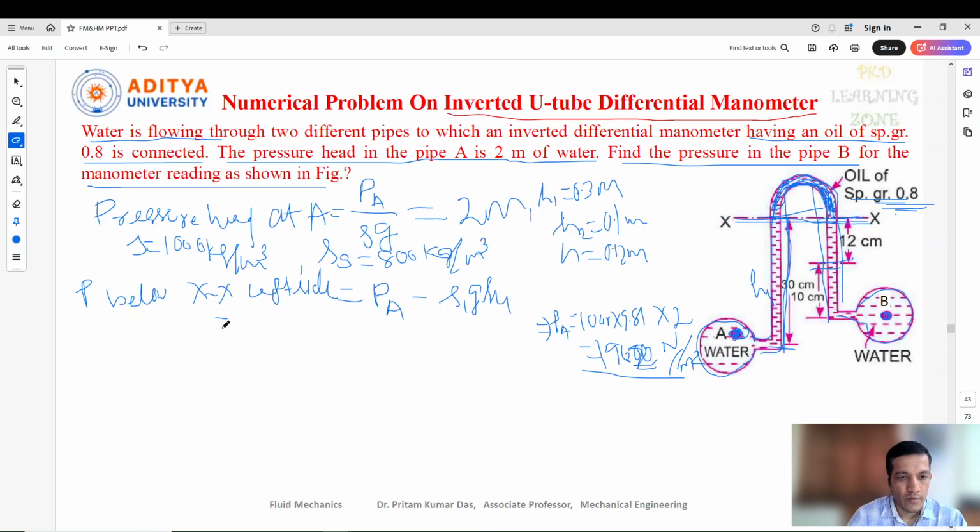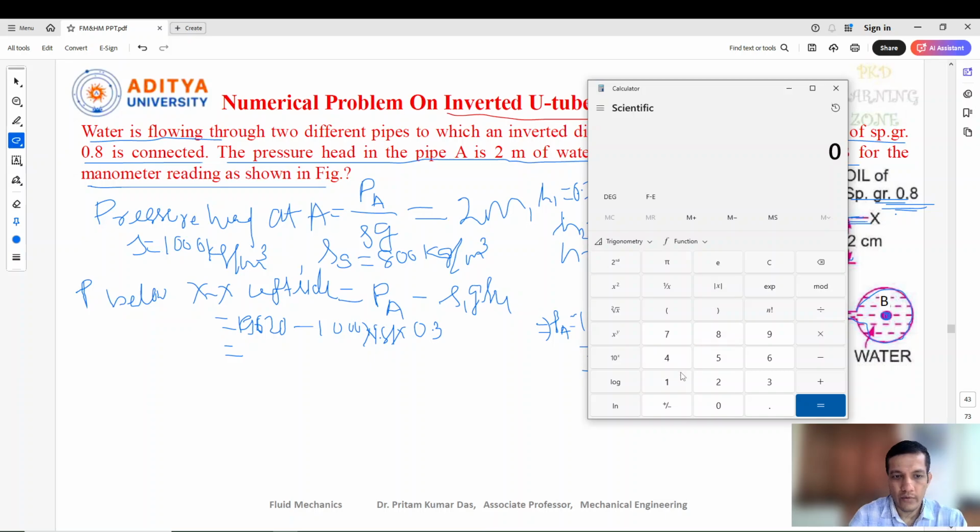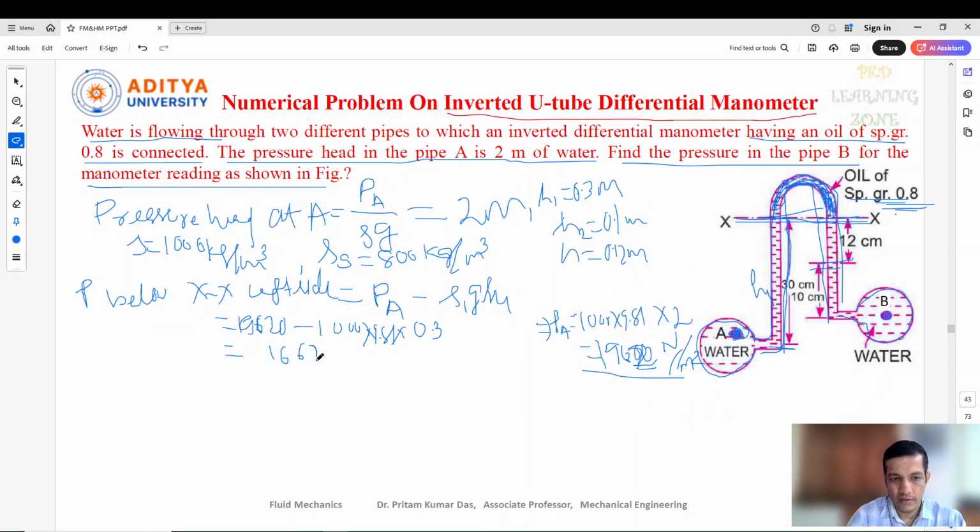So we can write the PA value, 19,620, minus rho 1 g h1, that is 1000 into 9.81 into 0.3, which is 9810 into 0.3. If we subtract this, we get a value of about 16,677 Newton per meter square. This is the pressure below the XX datum line on the left side.